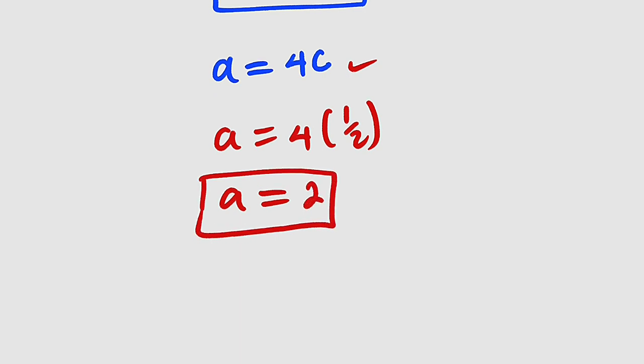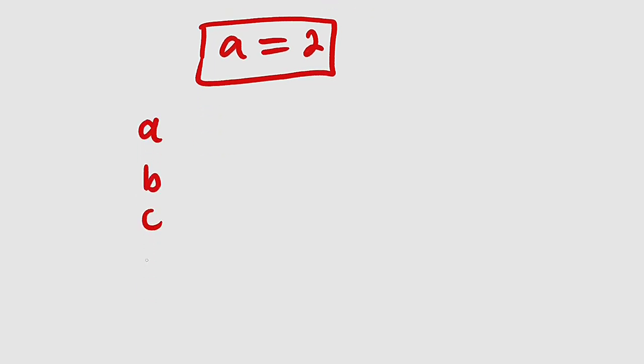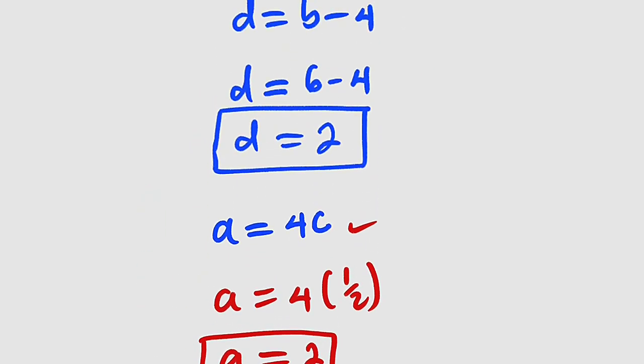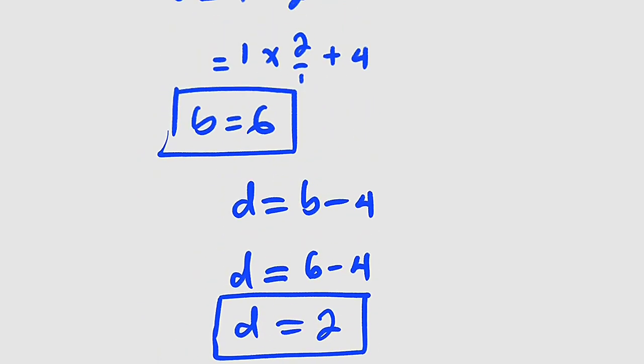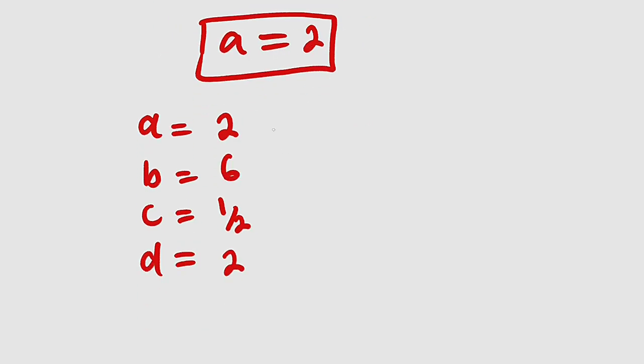So let's bring all the solutions in one place. We have a, b, c, and d. You can see that a is equal to 2 from here, d is 2, c is 1/2, and b is 6. And hence, this is the solution to this problem.